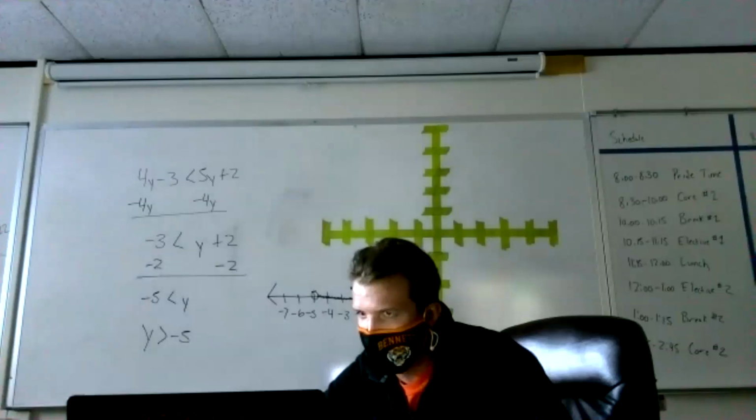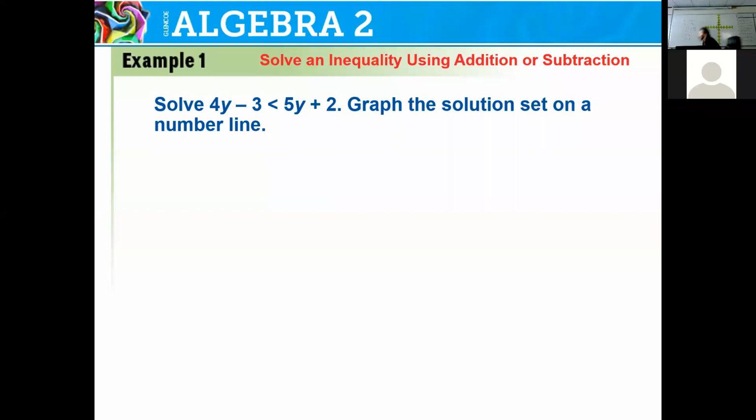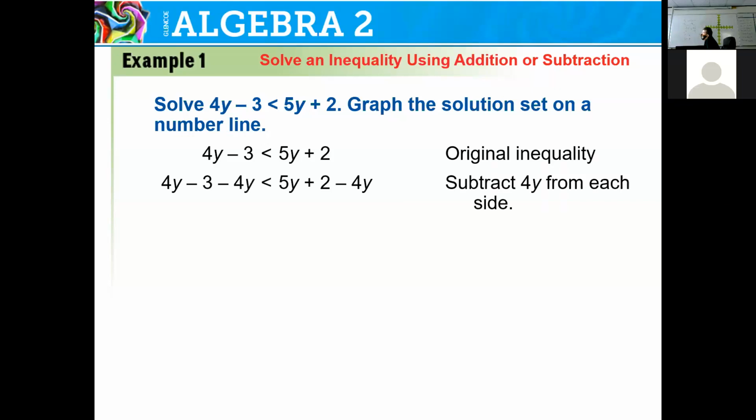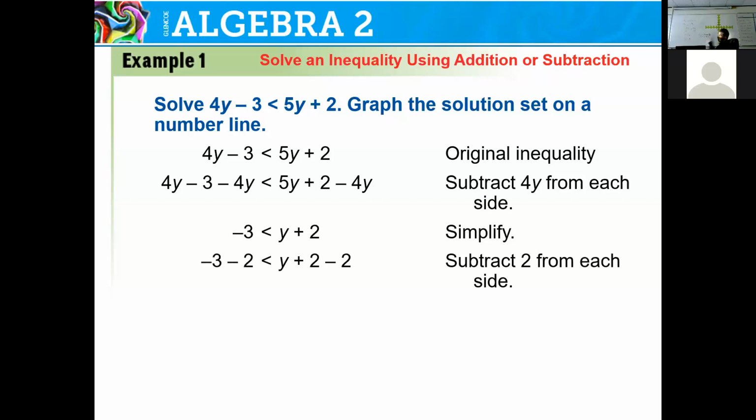And here is the book's method of solving. Once again, there's multiple ways to skin a cat. So I got to click on it. First thing that they do is the original inequality. They subtracted 4y from both sides just like we did. Now they have negative 3 is less than y plus 2. They simplified their like terms that way. Then they subtracted 2 from each side, and they are left with negative 5 is less than y.